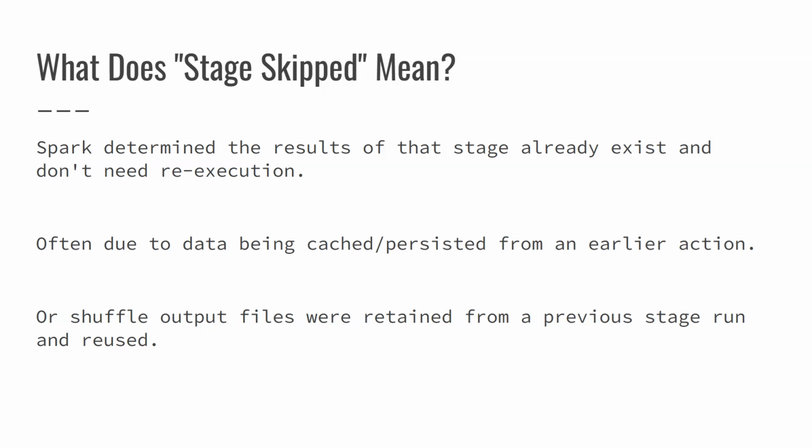One common scenario: you cache or persist the data, RDD or DataFrame, earlier, and the stage computes part of its lineage up to the cache point. Subsequently, an action reuses that cached data instead of rerunning everything. Thus, Spark marks the earlier stage as skipped. Another scenario: shuffle output from the previous stage is still available on disk or in memory and can be reused, so you don't need to re-execute the shuffle map stage.